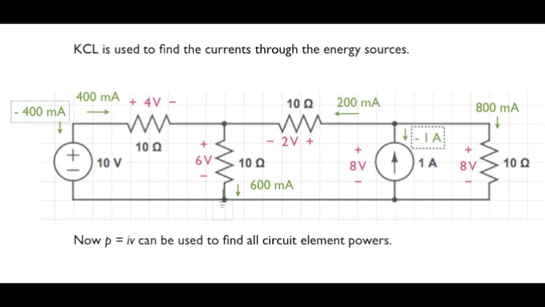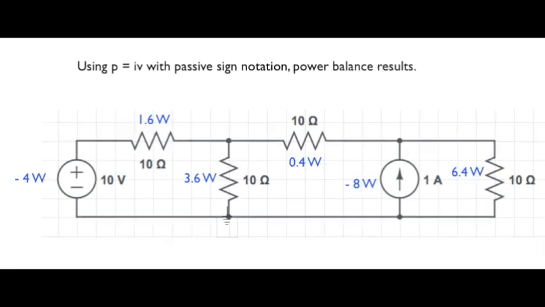So the power associated with the 10-volt source, power equals I times V, is minus 4 watts. The minus sign indicates to us that the source is generating power, or delivering power to the rest of the circuit. The power associated with the adjacent 10 ohm resistor, I times V, is plus 1.6 watts. The plus sign indicates the resistor is dissipating power, or absorbing power.